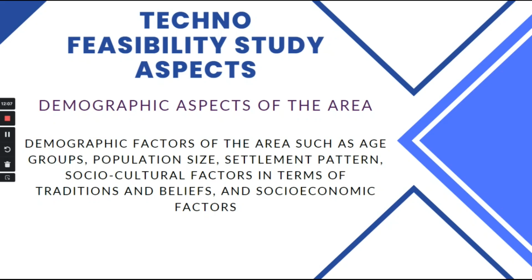And then look at the demographic aspects. Demographically, we want to look at things such as age groups, things around people, their culture, their size. What kind of population? Are you going to deploy a multi-billion or a multi-million network infrastructure in an area where you can only use maybe portable network solutions or internet solutions? What are their settlement patterns? Is it linear? Is it concentrated, or is it dispersed? So you need to know all these aspects of demographics and also know the socio-cultural factors in terms of traditions and beliefs, and socio-economic factors.